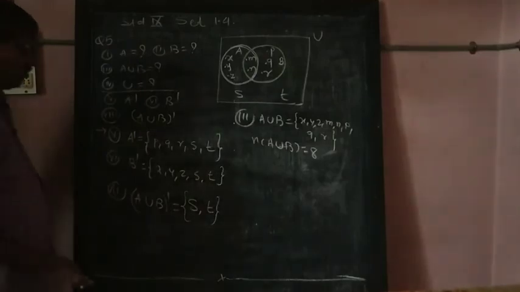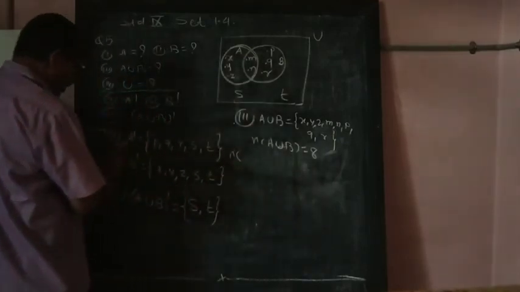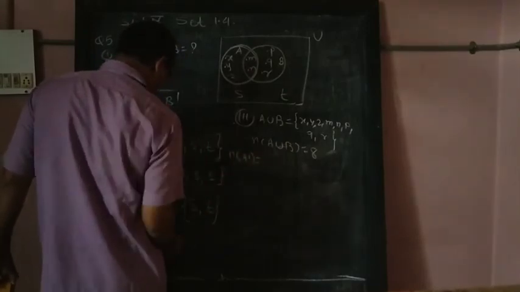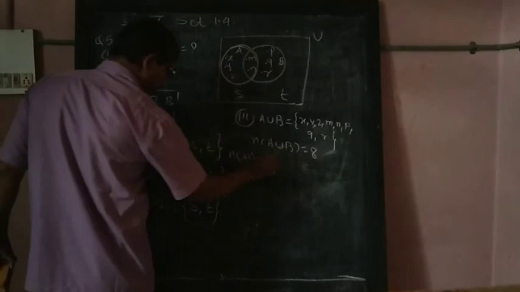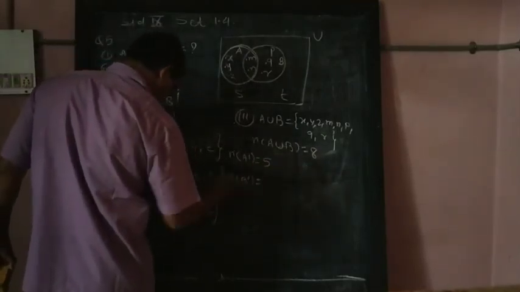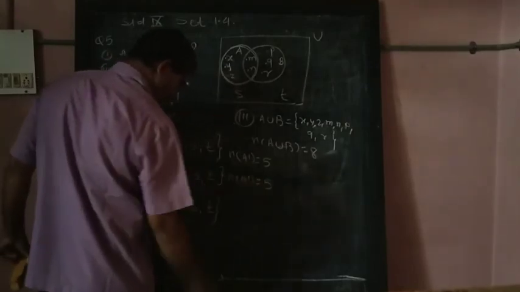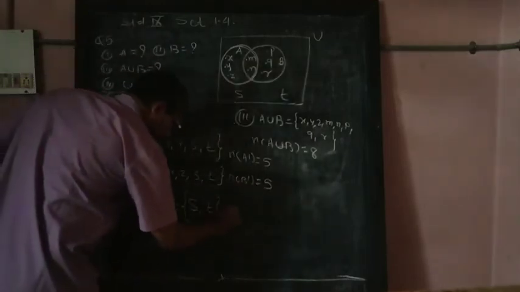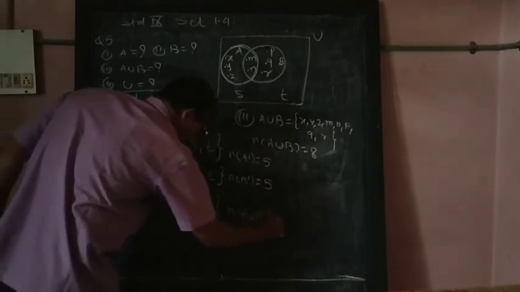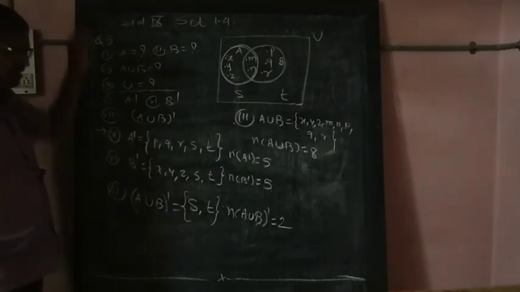In this way, as we have written the number of terms elsewhere, here also you may write the number of terms of A complement, which is 1, 2, 3, 4, 5. Now in B complement, X, Y, Z, S, T is 1, 2, 3, 4, 5. Here we should write 2: the number of elements in A union B complement is equal to 2. In this way, this exercise is completed.